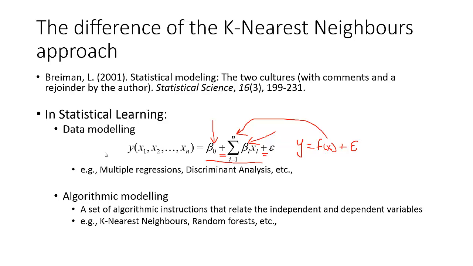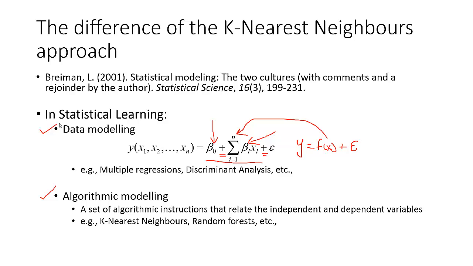He says that you have those approaches, and then you have an alternate breed of approaches, and he calls them the algorithmic modeling culture. The first one he calls the data modeling culture, and the best example of the data modeling culture is multiple regression. We've covered that in good detail in the previous lectures. So he says, now look, there is another approach.